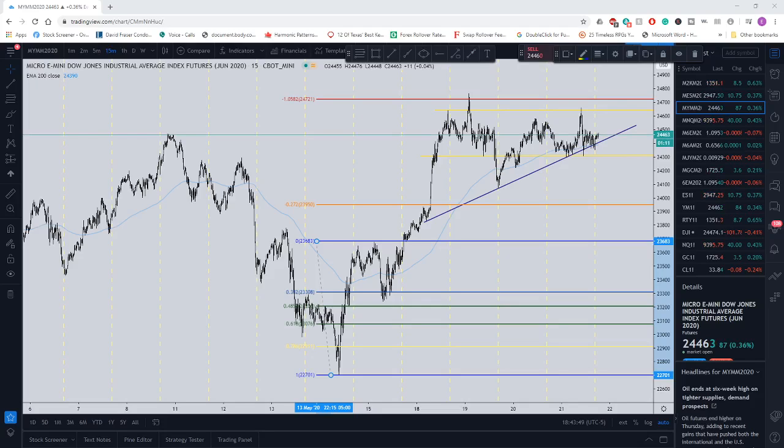Today, we are going to look at the Dow Jones Industrial Average Index futures contracts for June 2020. Today is May 21st, 2020. So, this first chart that we're looking at right here is the 15-minute time frame.